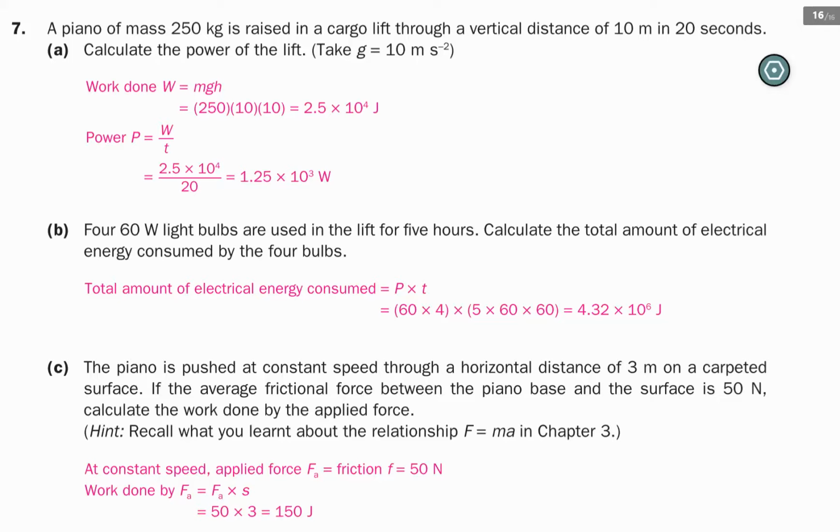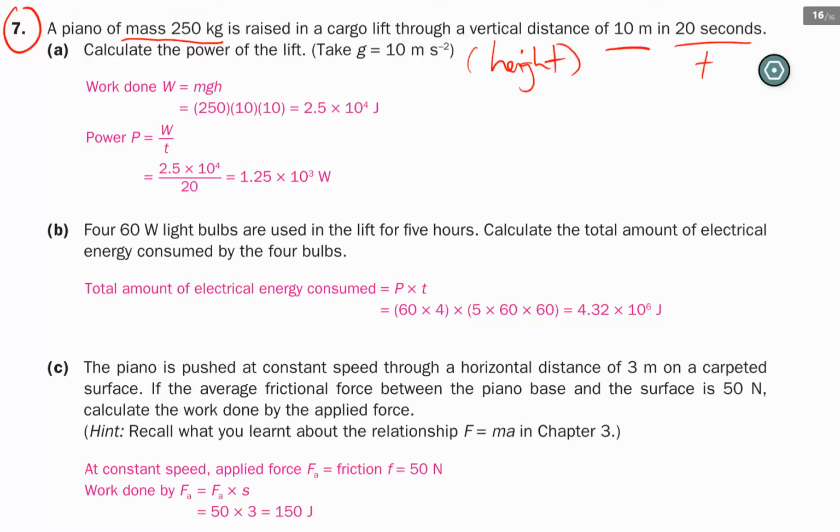Okay, so the last question we want to go through for today is question 7. Question 7 gives you some information which is very important. They give you the mass, so underline the mass, which is 250 kg. There's a vertical distance, which is your height. So you see, vertical distance means this is your height h, 10 meters, and it's in 20 seconds.